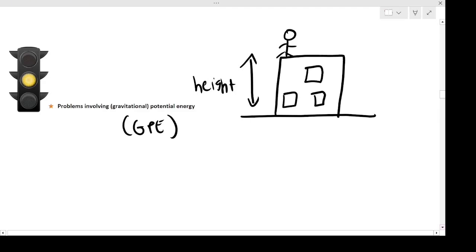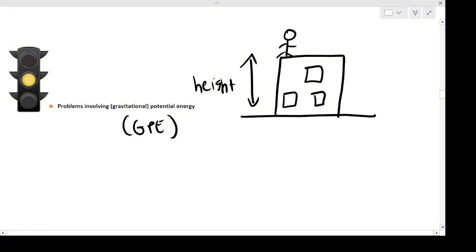The idea behind that is, not to be too bleak, but if the person falls down, there is going to be energy involved, right? And you can imagine the higher up you are, the more disastrous the fall will be, because gravity's working against you. So as you go up in height above the ground, gravity's working more and more against you. The energy that you gain as a result, if you were to fall back down to the ground from such a height, is due to gravity. So this is gravitational potential energy.